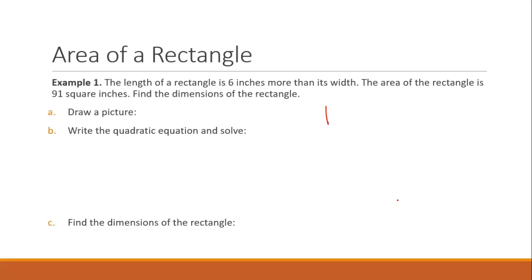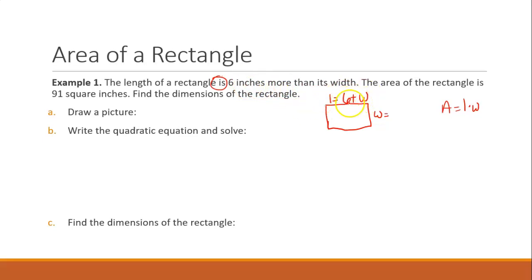Let's start with the area of a rectangle. If I have a rectangle, it looks like this, and I know that I have a length and I have a width. The area of a rectangle is length times width. So let's see if we can add to that. It says the length of the rectangle is, that's telling me that we're getting ready to talk about the length. The length is 6 inches more than the width.